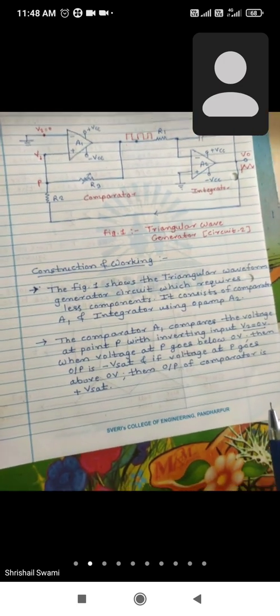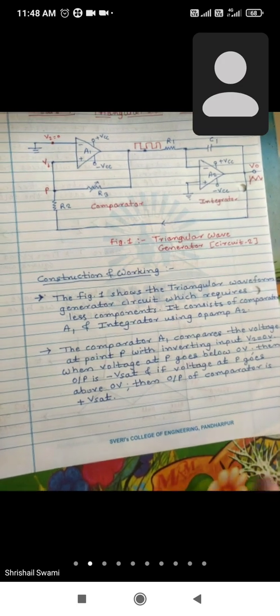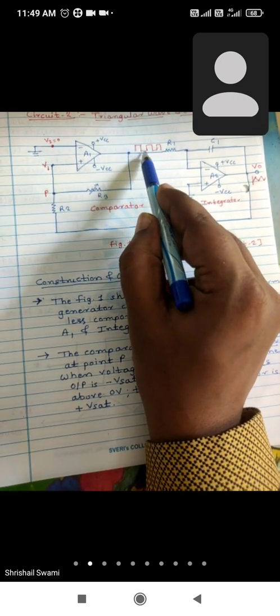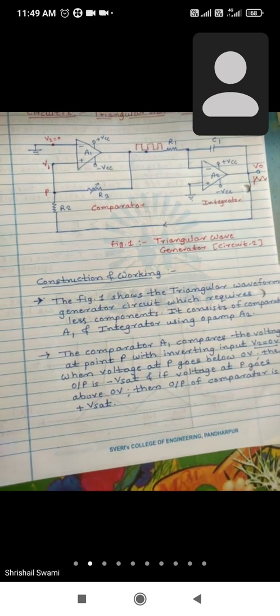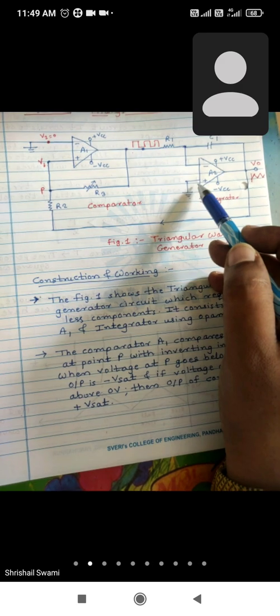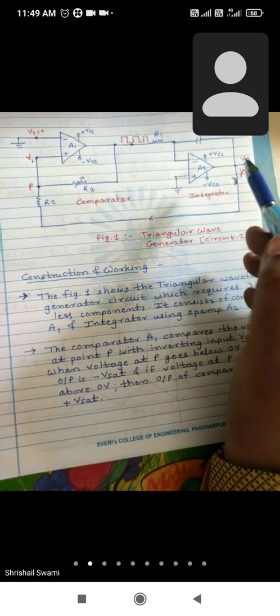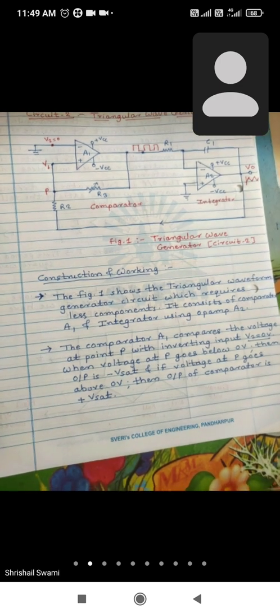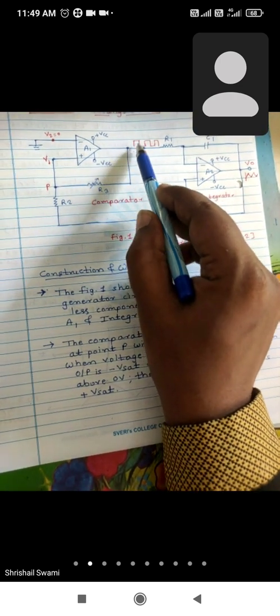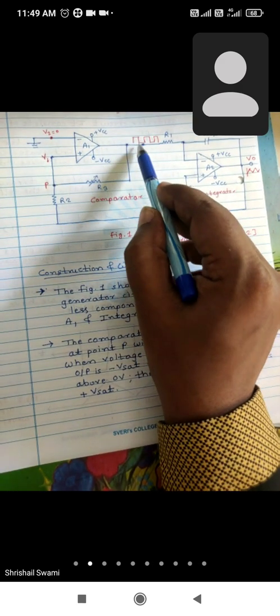Now first of all we have to consider some initial output. Suppose we consider the initial output of A1 is plus Vset. Then what will happen to the integrator circuit and what output will it give, that we can start now. Up to now we have seen the working of the comparator. Now we will see the working of the integrator by assuming that the output of the comparator is plus Vset.